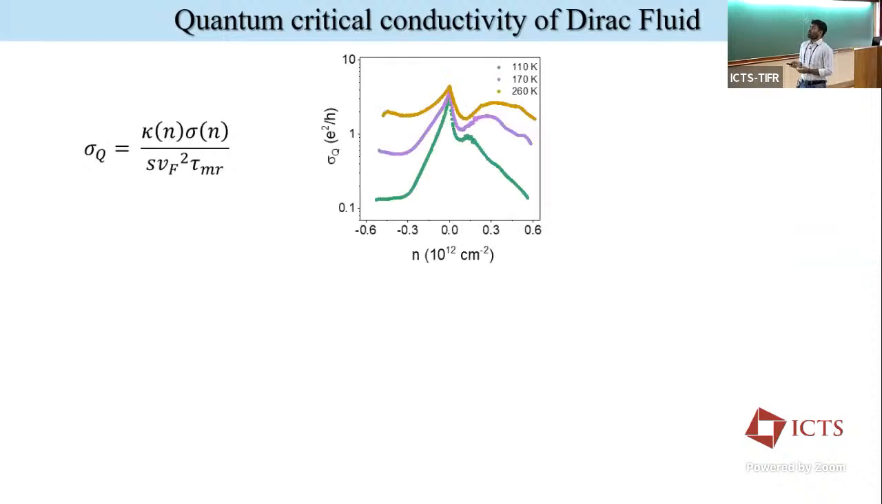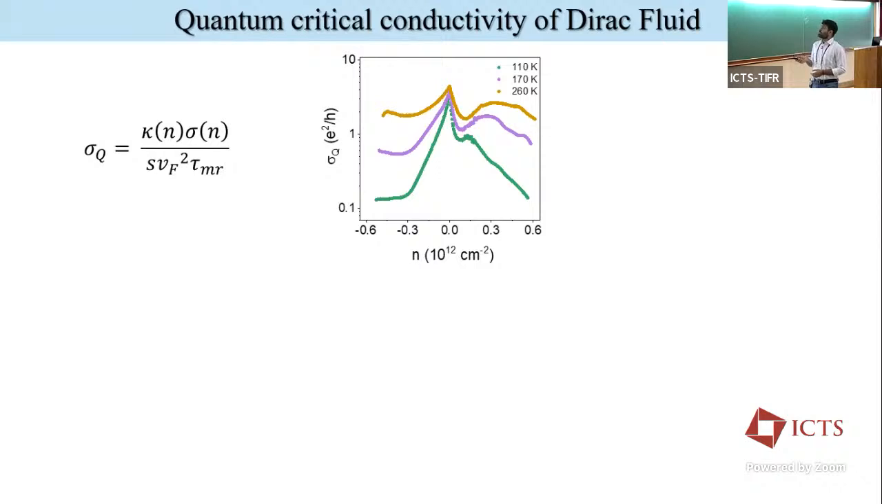With all this information, we now set up calculating the quantum critical conductivity, and we find that sigma q has this very beautiful behavior. At 110 Kelvin, you see there is a very nice number density dependence, from about 0.1 e squared by h to around 4 e squared by h. But as you keep on increasing to higher and higher temperatures, as you come closer to room temperature, you see the curve becomes more or less flat.